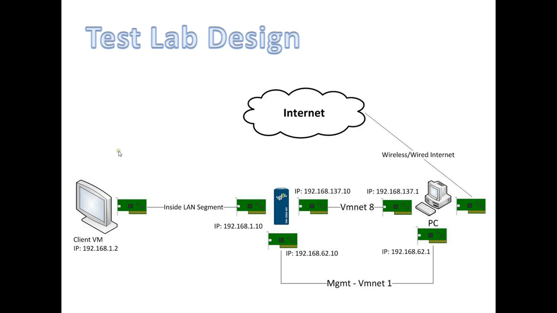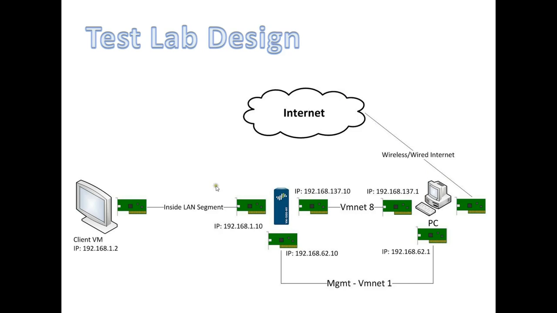So this is basically the design that we need to have for this lab. It's a pretty simple design. All we need is just a virtual edition Palo Alto Firewall, a client virtual machine, and this is going to be your PC or laptop, whatever you're using. Your PC or laptop obviously needs to have a wireless or wired internet connection, so you need to have internet access on that machine.